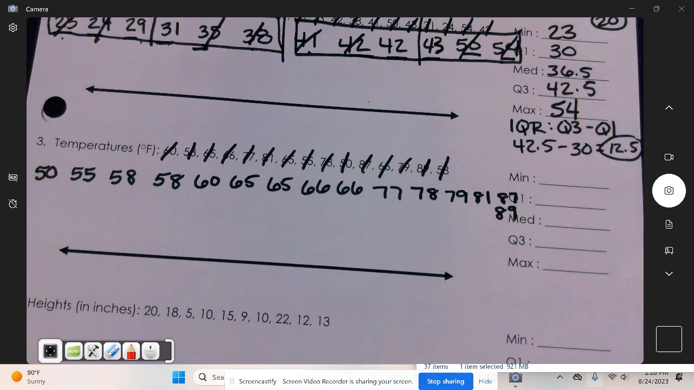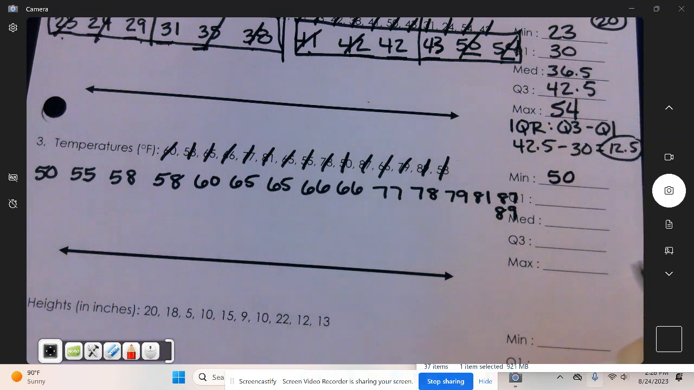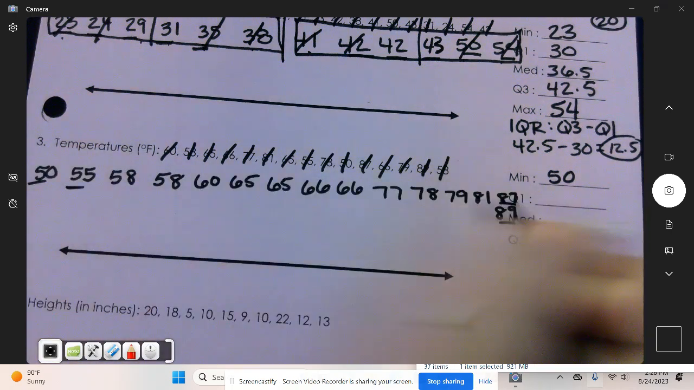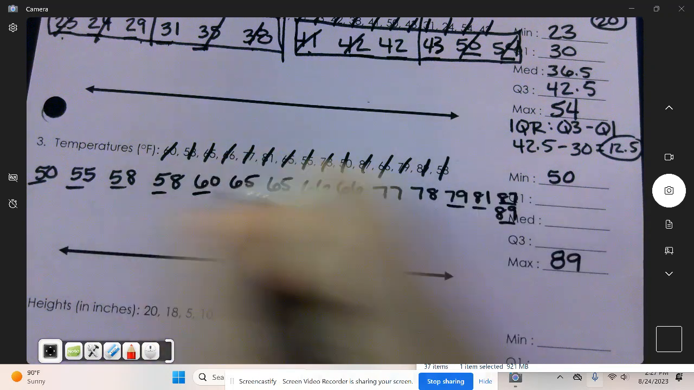All right, first step is what? Minimum, which is what? 50. All right, what's the next one? Which is? 89. Okay, now we find the median. So we're going to go back and forth until we find the number in the middle.